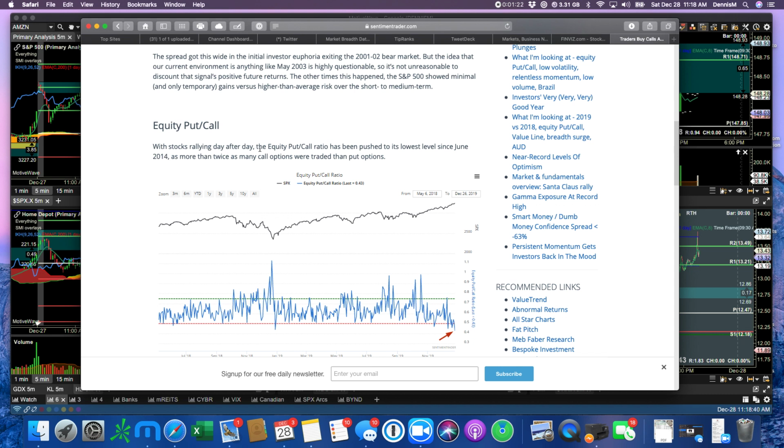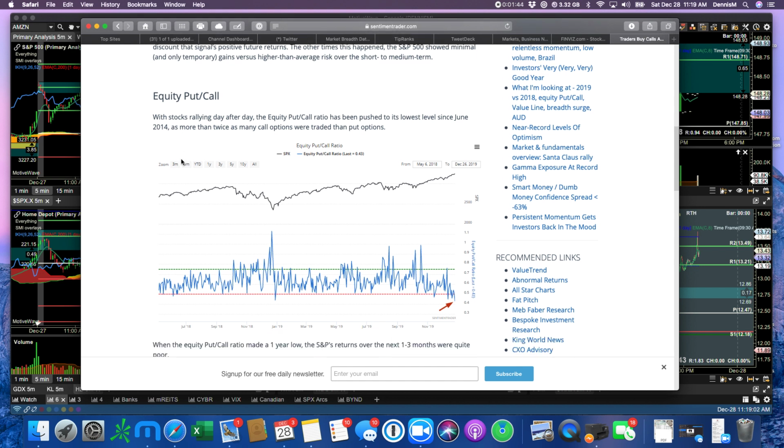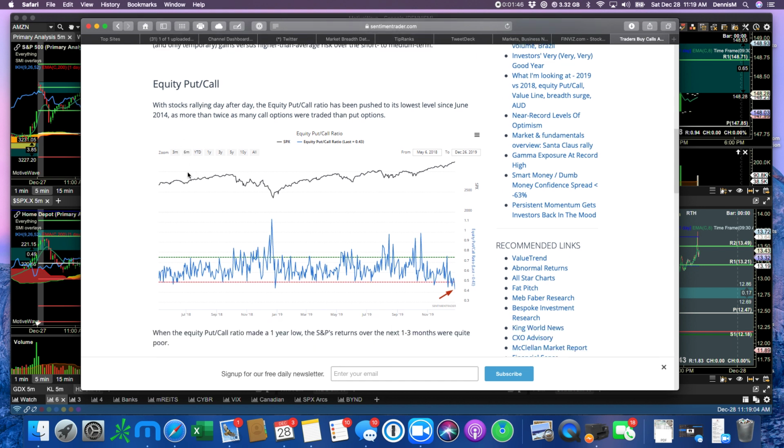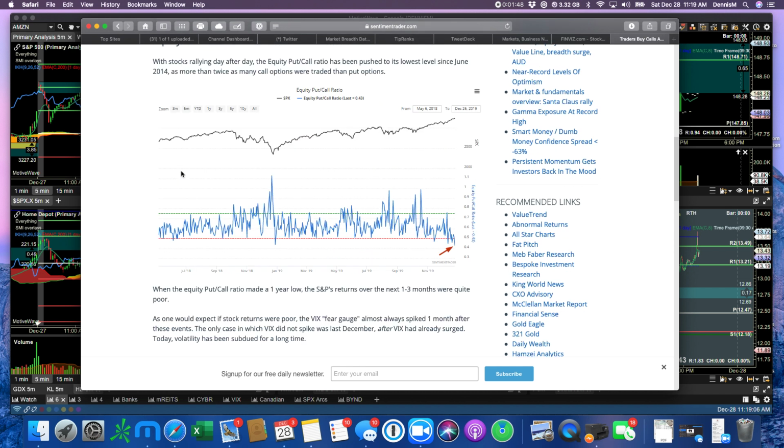When stocks are rallying day after day, the put call ratio for equities only, that's not for ETFs and not for indexes, has been pushed to its lowest level since June 2014. Almost more than twice as many call options as put options. That would indicate a lot of bullishness.